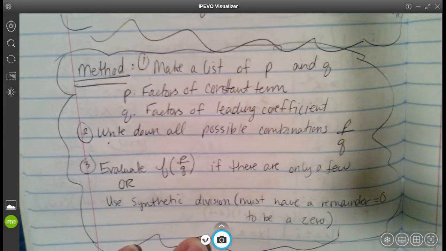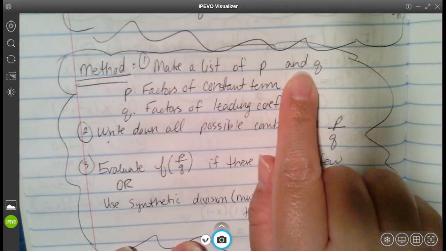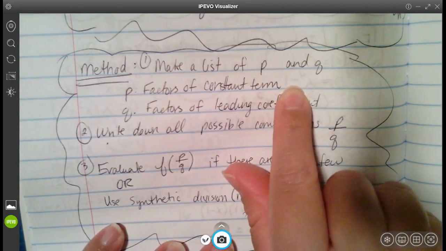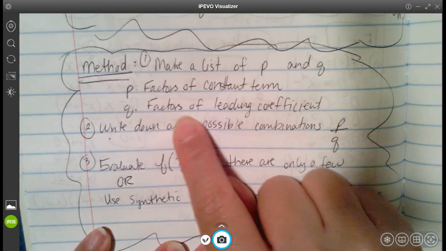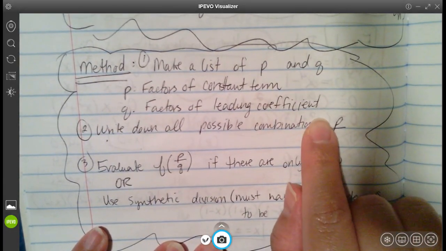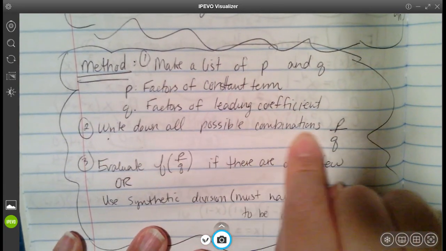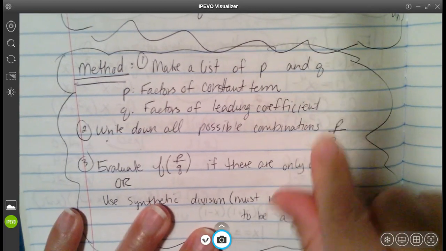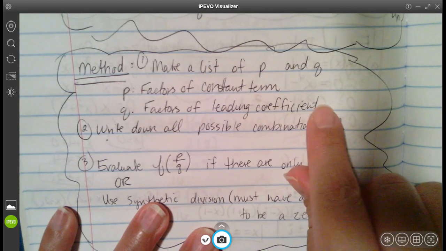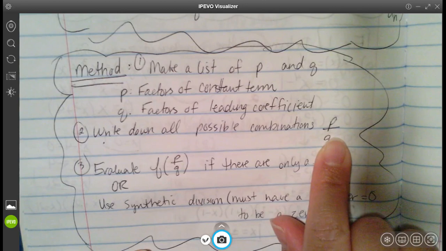Number 1. We make a list of all the p and the q values. Remember that p is the factors of the constant term, like the last one, a sub 0, and q are the factors of the leading coefficient. So we have to make a list of all the factors of each. Then we're going to write down all the possible combinations of p over q. Whatever these numbers are up here, we have to divide them by these numbers, all the combinations. So it gets kind of lengthy in some problems.